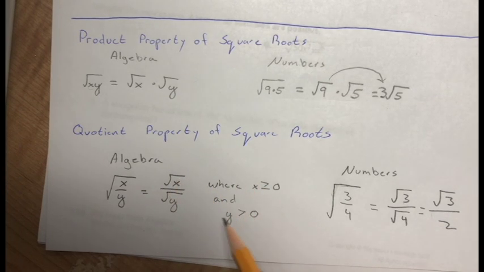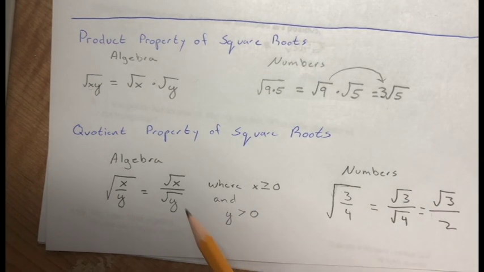Now, here is something that's very interesting. It's not all that important to you right at the moment, but it is very, very important when you start getting into pre-calculus. It says where x is greater than or equal to 0 and y is greater than 0. In other words, this expression only works if x is greater than or equal to 0 and y is greater than 0.